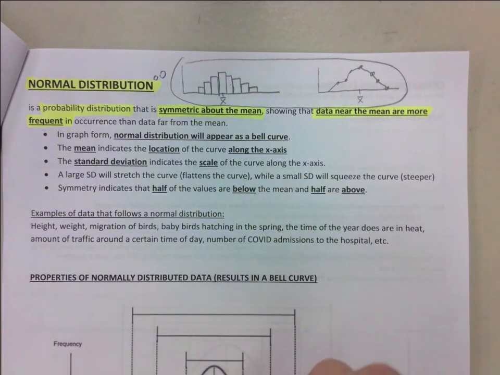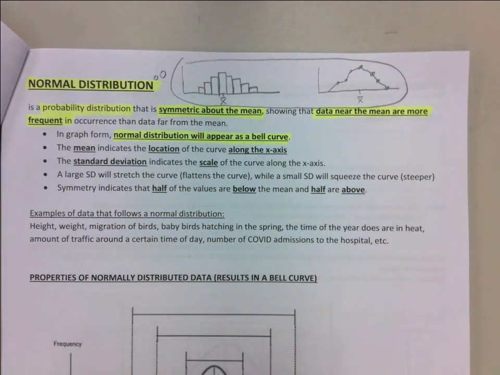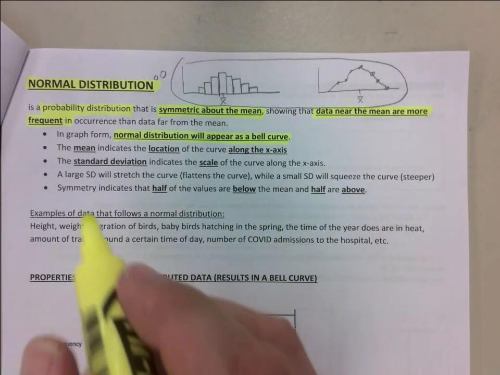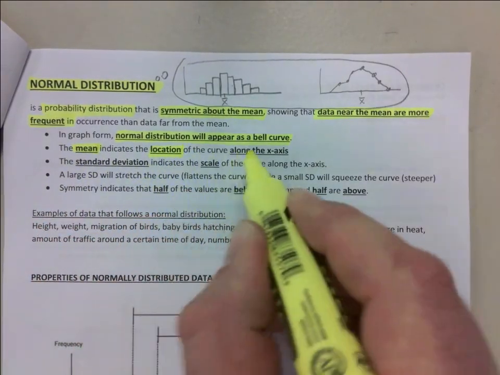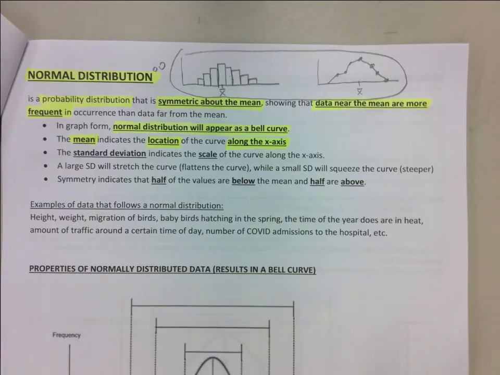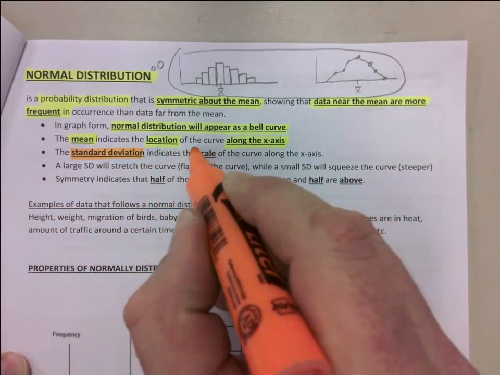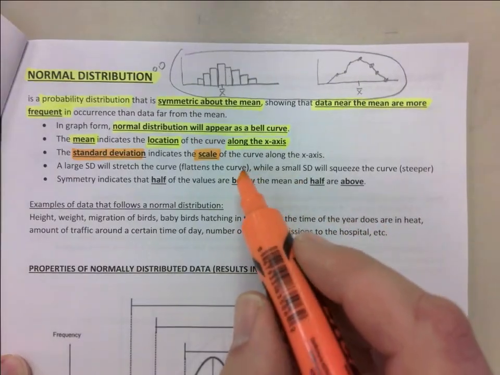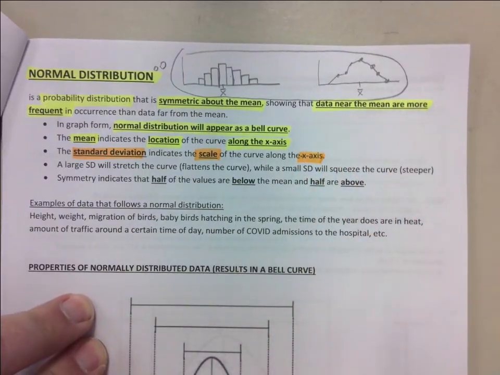In a graph, normal distribution will appear as a bell curve. So graphically, that's how you would understand, okay, this is a normal distribution. The mean indicates the location of the curve along the x-axis. I kind of touched base on this already. I'm going to use a different color for standard deviation. Standard deviation indicates the scale of the curve along the x-axis. Okay.